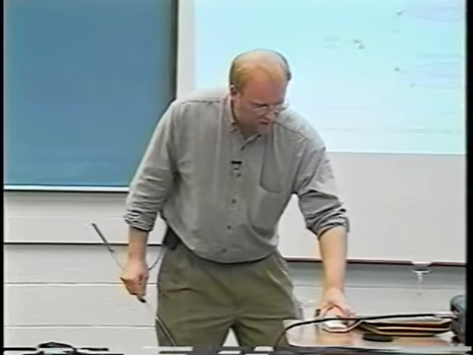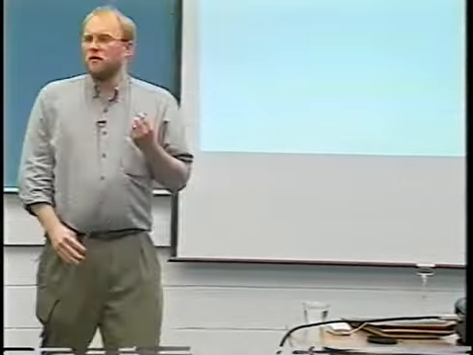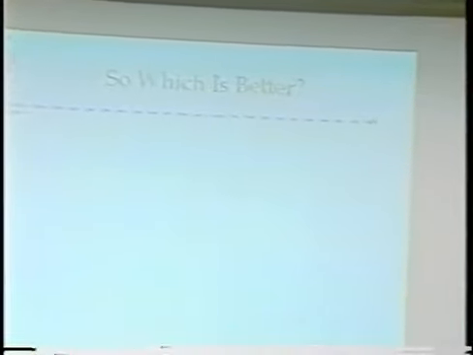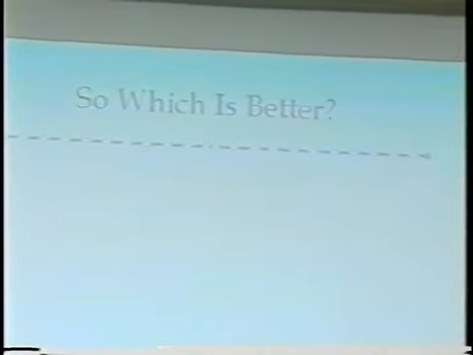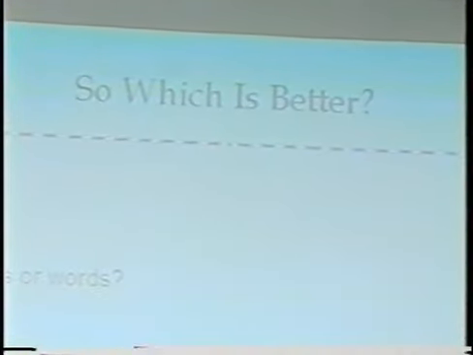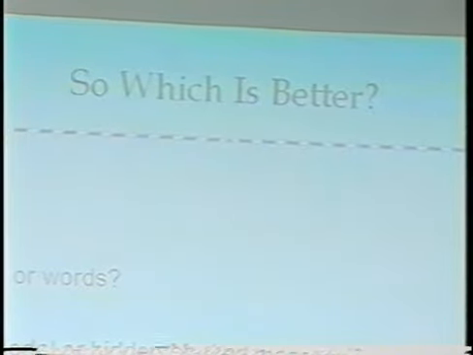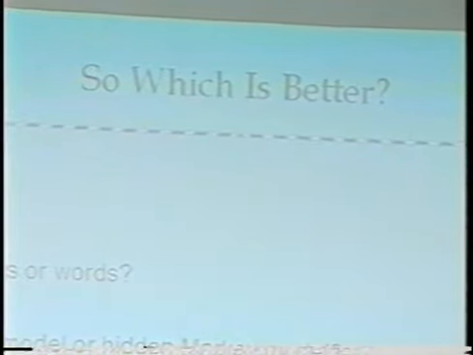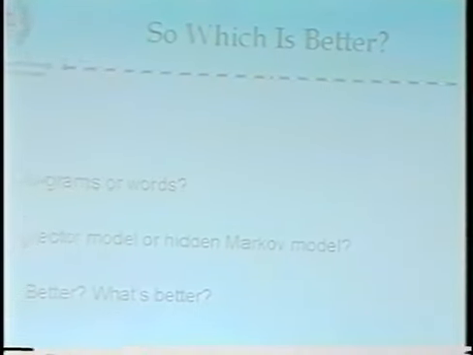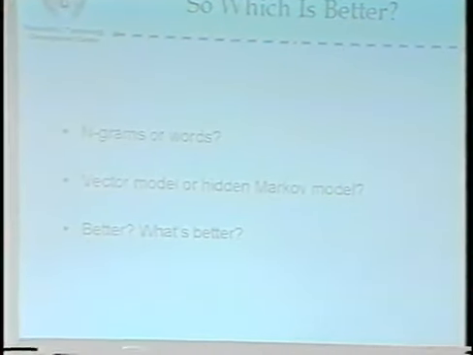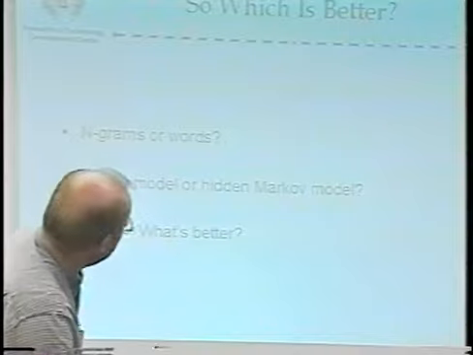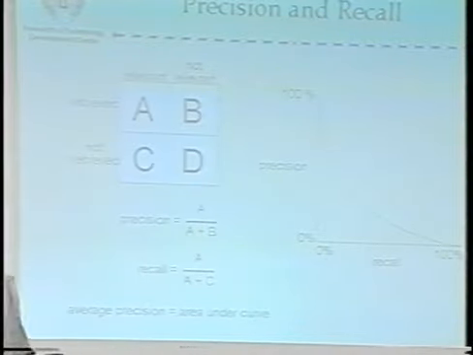So that is a competing method for judging similarity. So now we have two types of indexing terms. We have two similarity metrics. Which is better? N-grams of words, vector model, hidden Markov model. The answer is better. What do you mean better? Okay. We need some kind of metric to assess how well we're doing. So let me talk about how that is done in information retrieval circles.